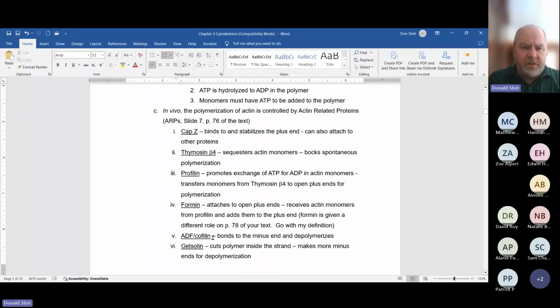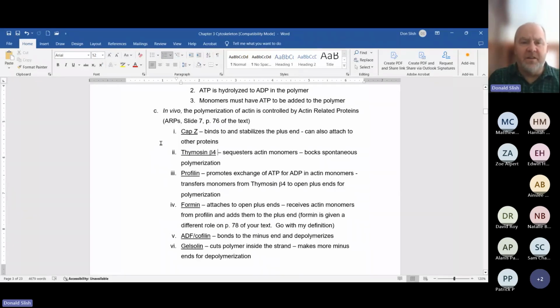Another part that's important here is when you're polymerizing at one end, you're typically depolymerizing at the other end. That's where you're going to get your monomers from that can be pushed forward for the polymerization. Especially important in amoeboid movement, where you've got the gel to sol phase transition. We'll talk about that in the next class. So ADF cofilin is binding to the minus end and depolymerizing from the minus end. And then gelsolin is going to make that faster because gelsolin cuts in the middle of the strand, and that produces a whole lot more minus ends, and then ADF cofilin can depolymerize faster.